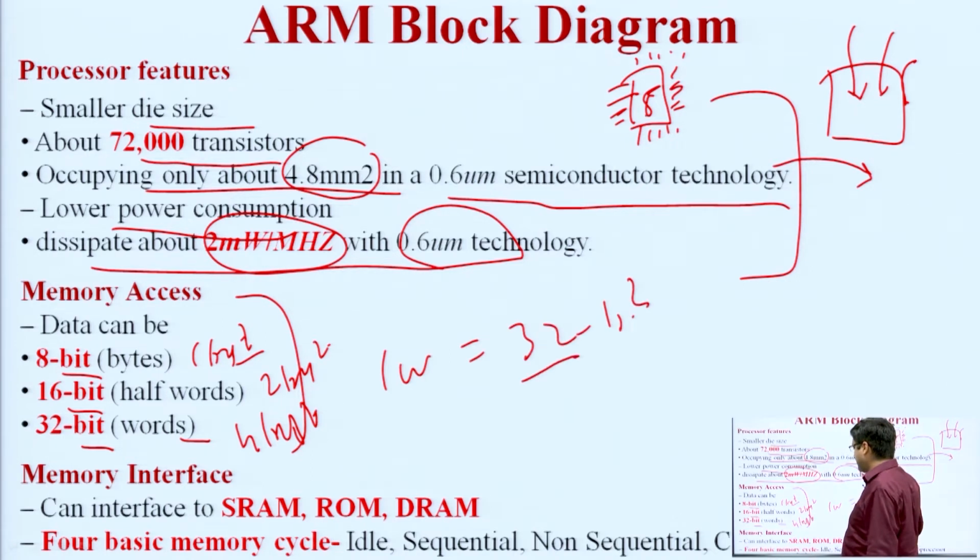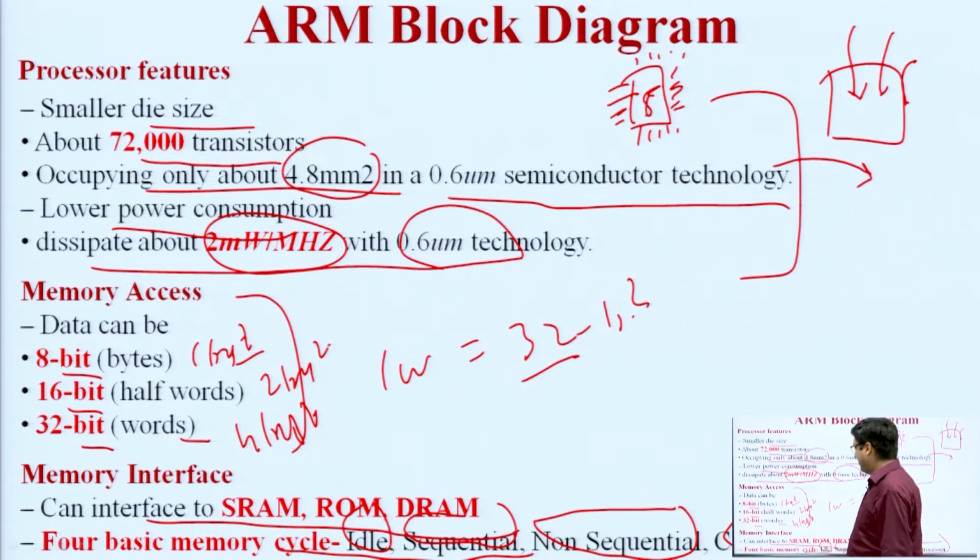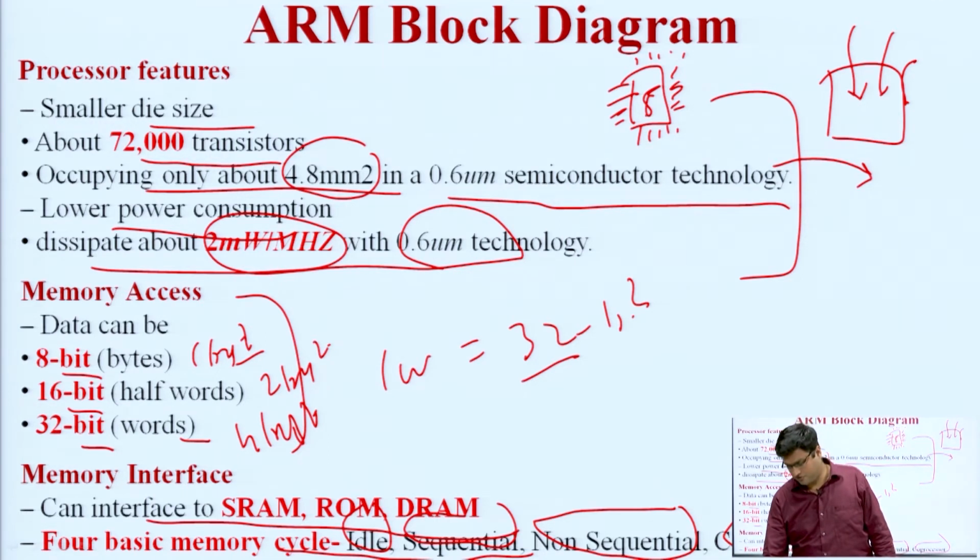It has a memory interface unit, with SRAM, ROM, DRAM, and flash memory available. It has 4 basic memory cycles. The memory cycles are idle memory, sequential memory, non-sequential memory, and the coprocessor memory. These are the 4 basic memory cycles available in the ARM processor. Idle mode, sequentially executing the data, non-sequentially, and coprocessors mean that the main processor is divided into various coprocessors, and all are executing the same instruction.